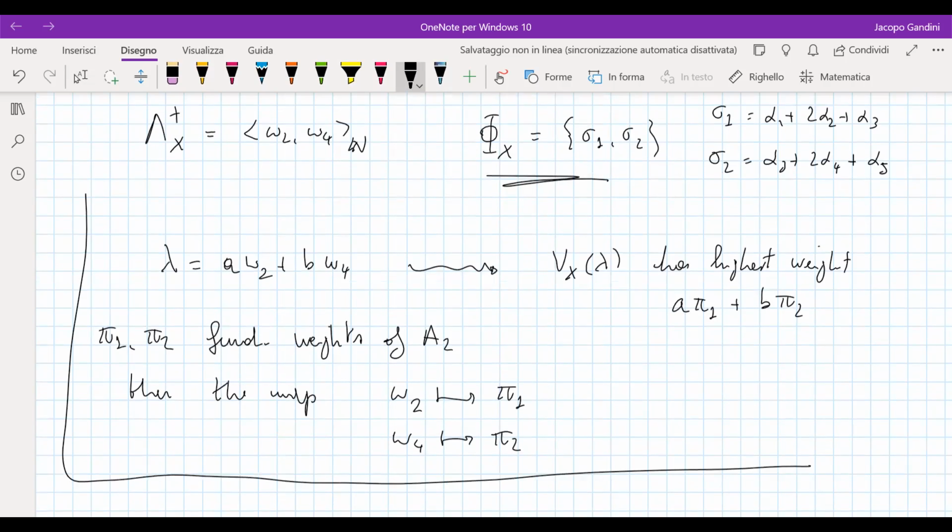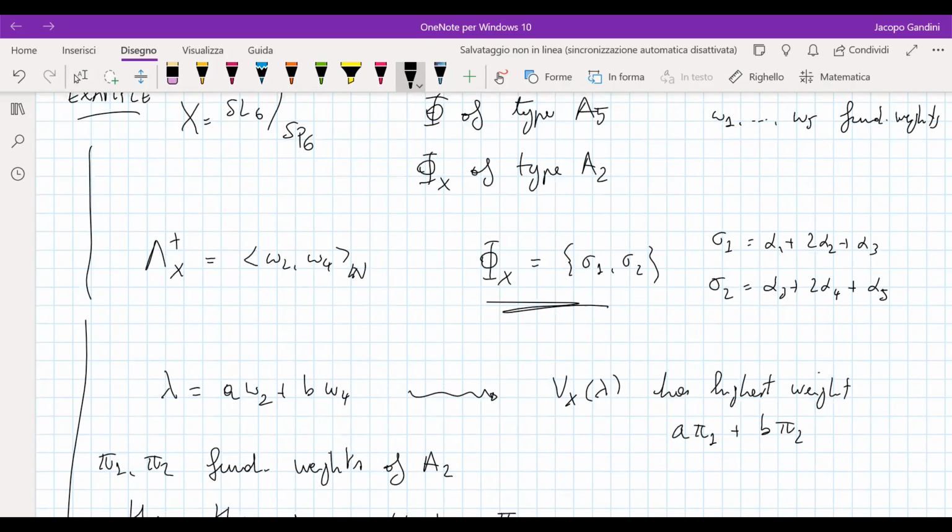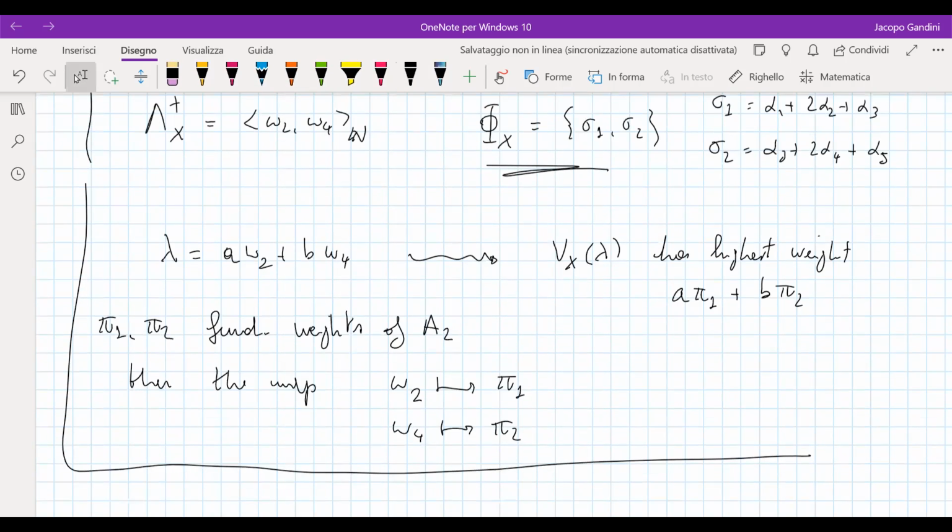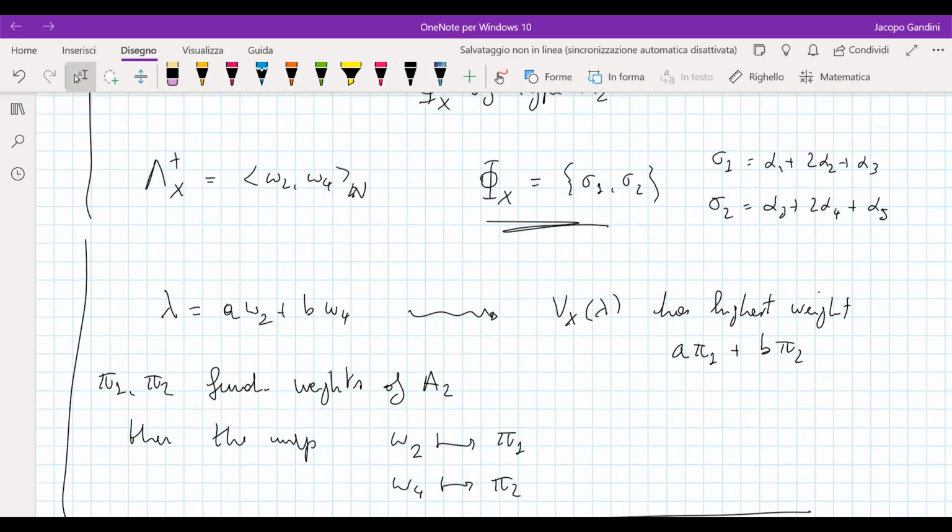Yes, maybe the notation should be delta x instead of phi x. It's the base of the root system, right? Thank you. Yes, absolutely.